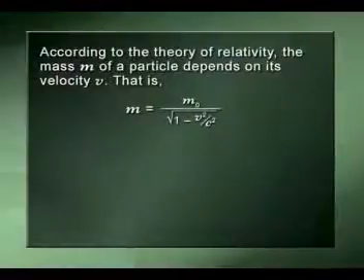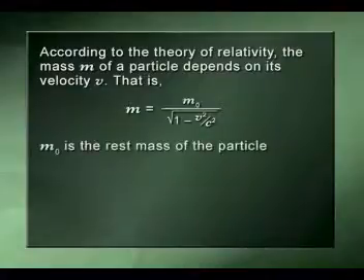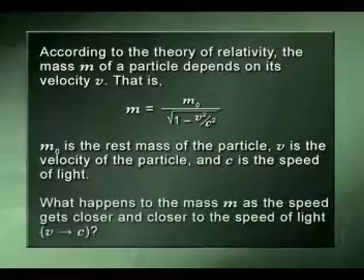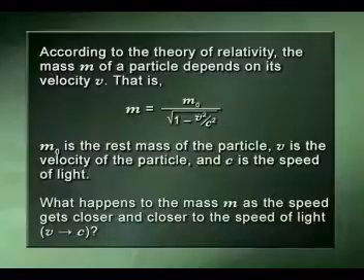This is an example from relativity theory for our physics folks. According to the theory of relativity, the mass m of a particle depends on its velocity, and is given by the following formula: m equals m sub 0, where m sub 0 is the rest mass of the particle, divided by the square root of 1 minus the quantity v squared over c squared. V is the velocity of the particle, and c is the speed of light. So I ask the following question: what happens to the mass m as the particle's speed gets closer and closer to the speed of light?